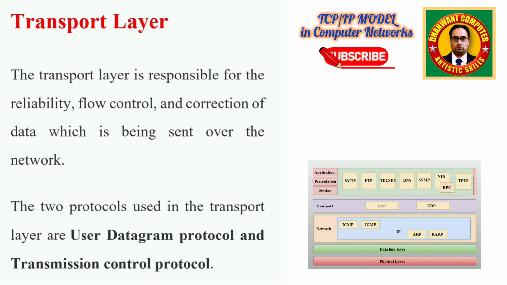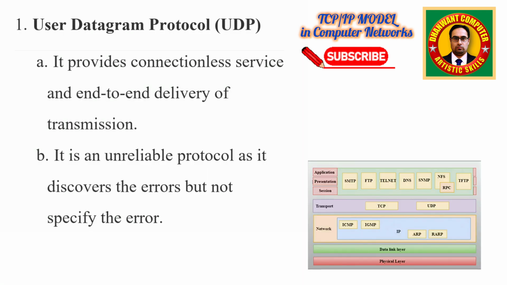Transport layer. The transport layer is responsible for the reliability, flow control, and correction of data which is being sent over the network. The two protocols used in the transport layer are User Datagram Protocol and Transmission Control Protocol. 1. User Datagram Protocol, UDP. A. It provides connectionless service and end-to-end delivery of transmission.